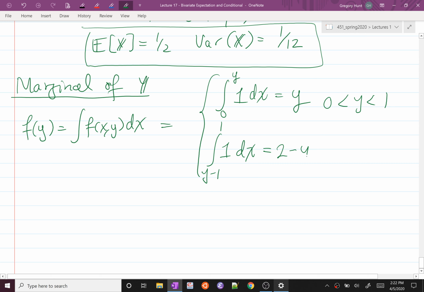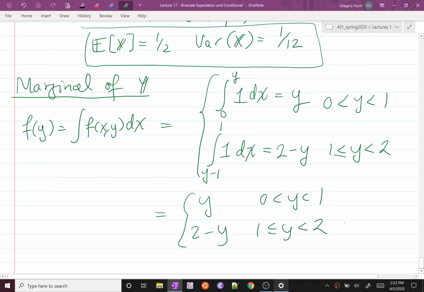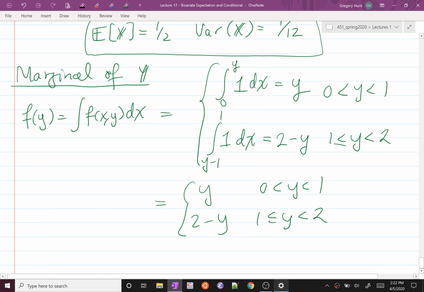I'll leave the calculus for you. That's 2 minus y. And this is for that bound. You can put a less than or equal to if you want. Okay. So all together then our marginal of y is y if y is between 0 and 1, and 2 minus y if y is between 1 and 2. That's not a named distribution, I know. I'll leave it to you.